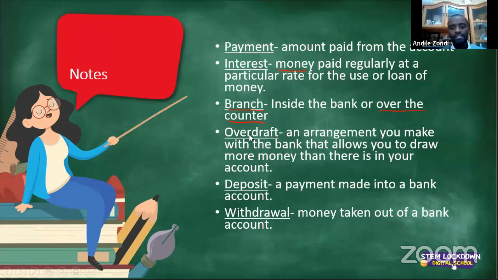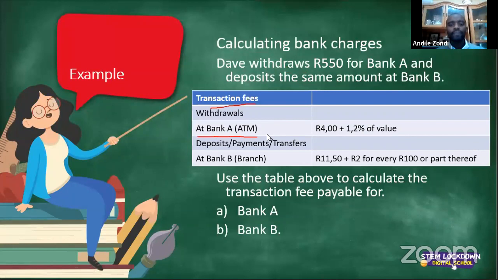An overdraft is an arrangement with the bank that allows you to withdraw more money than there is in your account. So if you have 1,000, you can withdraw more than 1,000 if you have an overdraft facility. This one applies to check accounts. Deposits, money payment made into a bank account. Withdrawal, money taken out of the bank account. Okay, I think we're on par with everyone.